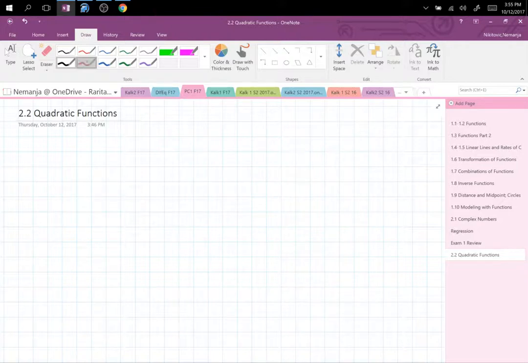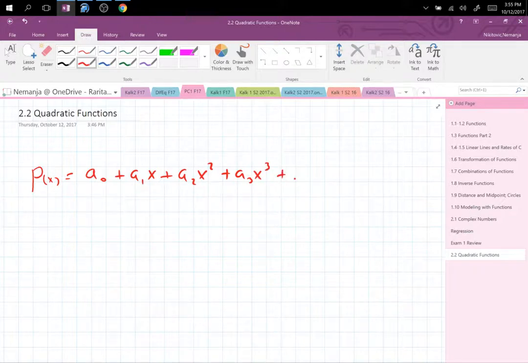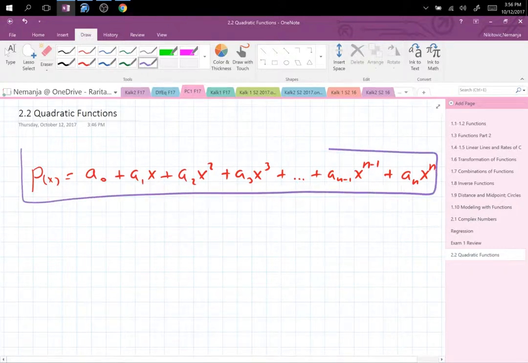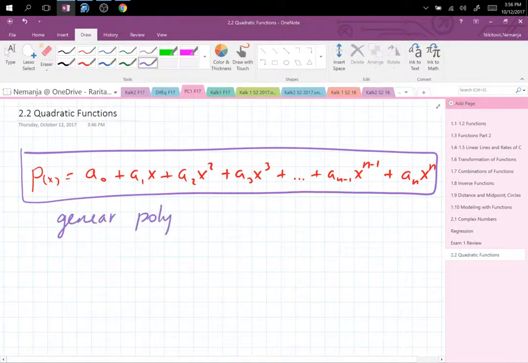So the polynomial formula that takes all orders into account will be p of x is equal to a0 plus a1x plus a2x squared plus a3x cubed plus dot dot dot plus a(n-1) x to the n minus 1 plus an x to the n, and that's where it ends. So this is the general polynomial formula, and you have all orders in this formula.